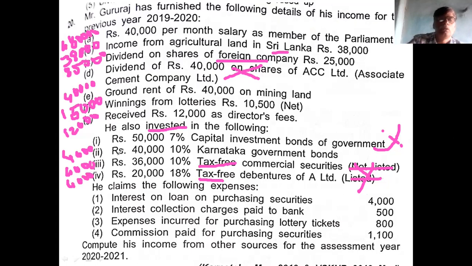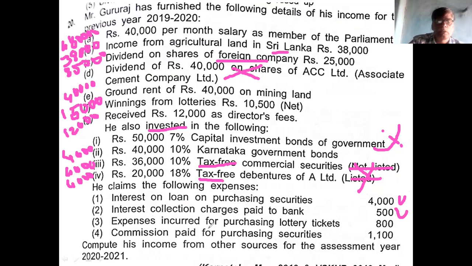Out of 4 investments, first investment is exempted from tax. Remaining 3 total is 12,000. You take the total of all these. Then interest on loan for purchase of security is an allowable expense under section 57. Then interest collection charges paid to bank 500 is also allowable.